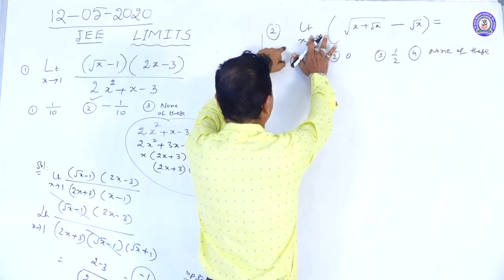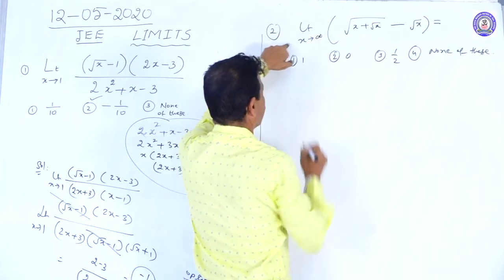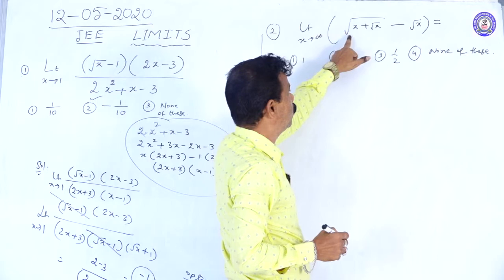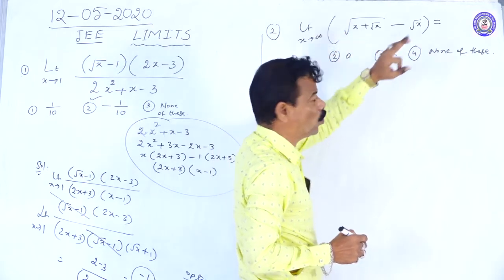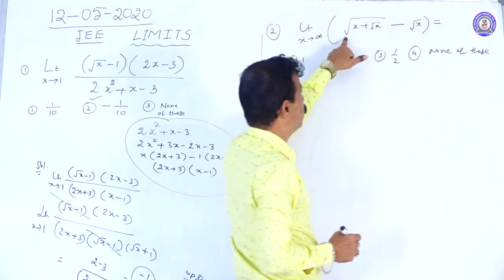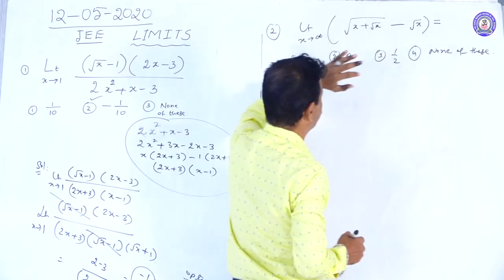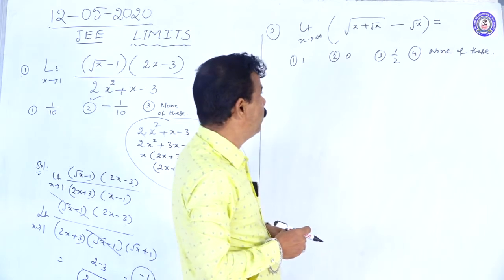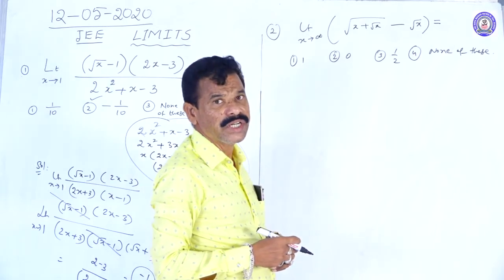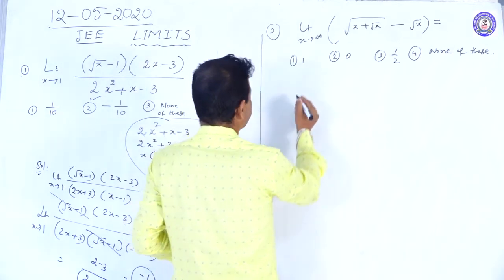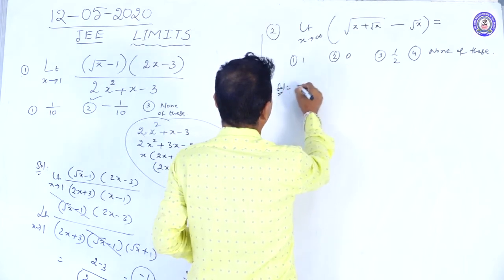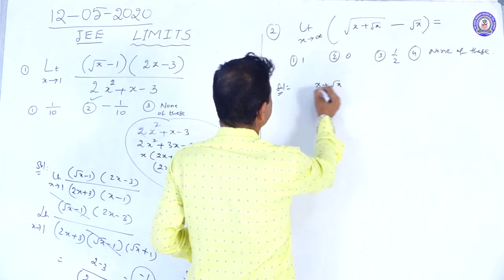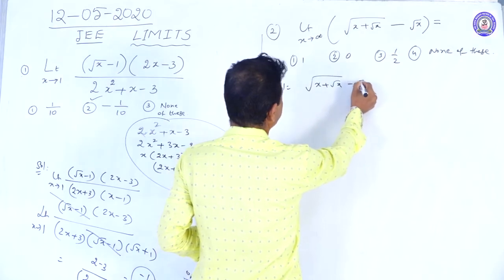Here limit x tends to infinity, bracket of root of x plus root x, minus root x. Here root 2, here root 2, here root 2. So this limit is applied by the rationalization, because of root is there.